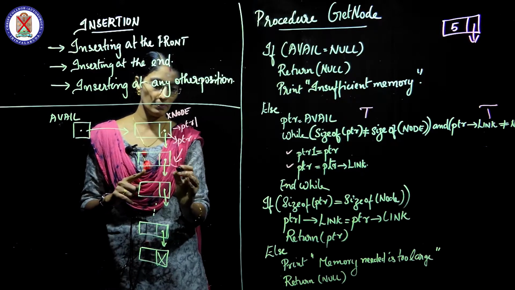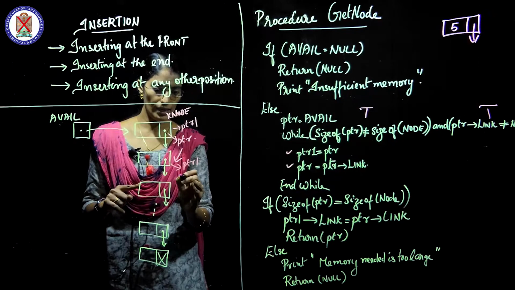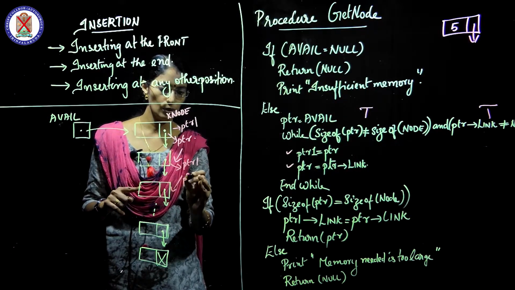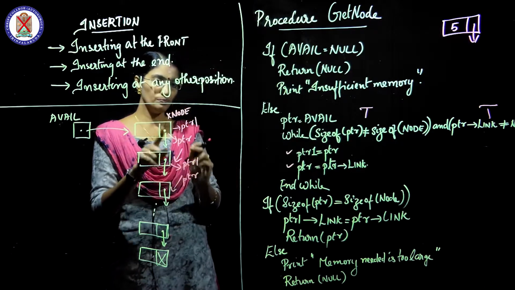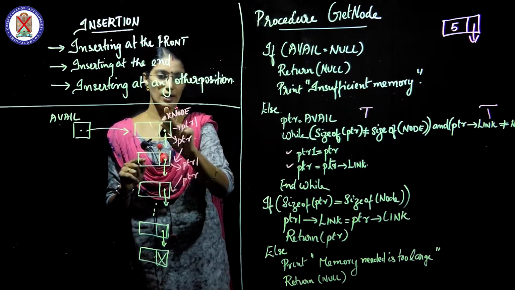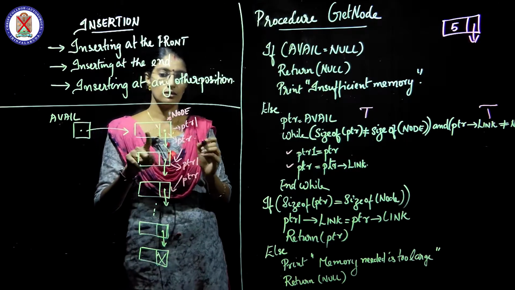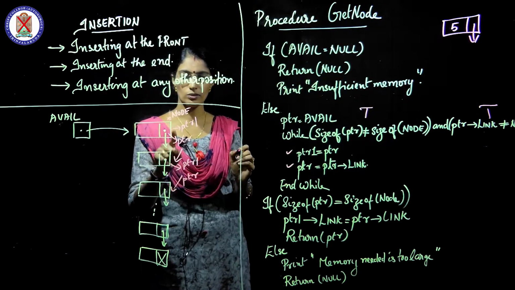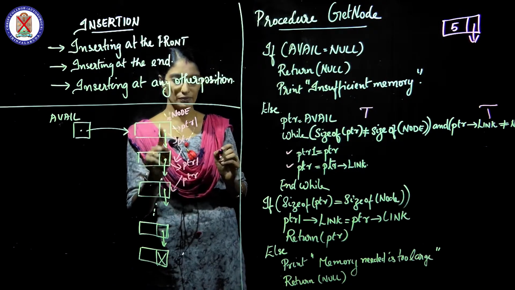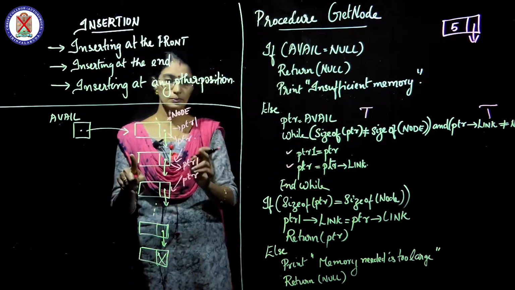Then what happens here? The second running, this node becomes PTR1 and this node becomes PTR. I'll explain it once more. In the first running of the loop, suppose the node is not of size PTR and the link part is not null. We can see it from the diagram. Then both conditions are true.